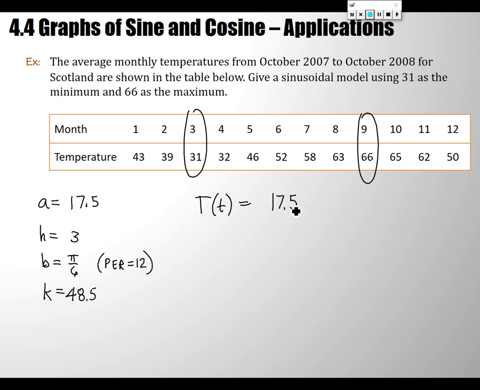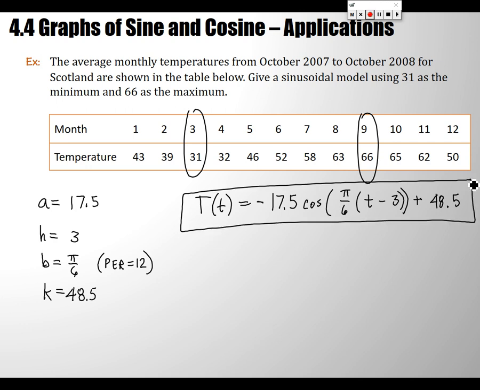17.5. What cosine? It has to be a negative? Oh yeah, because Catherine made us a choice here. She said we're going to shift to 3. All right, so yeah, we got to do that. Negative cosine of pi over 6, and in parentheses t minus 3, plus 48.5. Problem done.